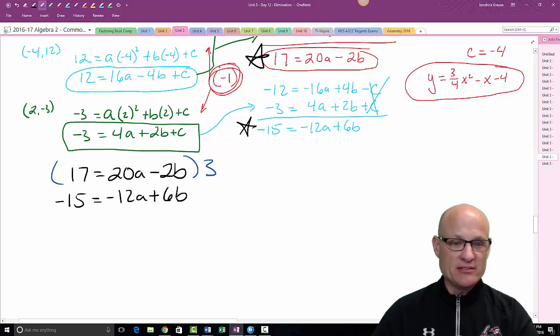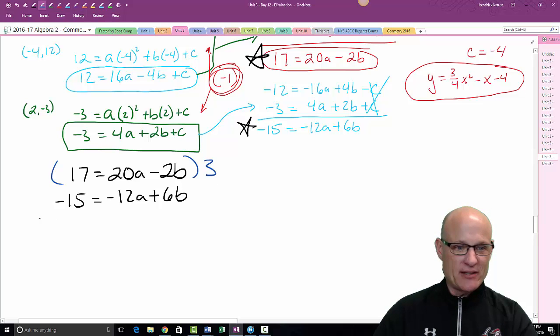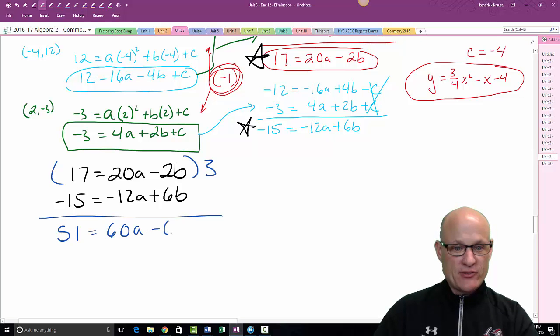So let's do that. Ooh, that's deadly though. That's deadly. You'll see why in a second. So I get 51 is equal to 60A minus 6B. Second one I just copied down. Negative 15, because I'm not doing anything to that. Negative 12A plus 6B. Well, notice the B's cancel.